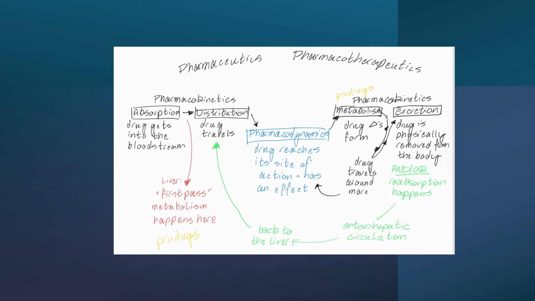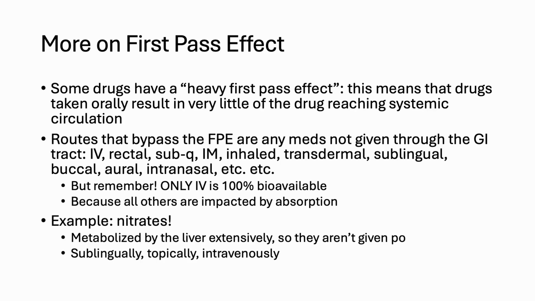We're going to talk a little bit more about first pass metabolism, and then we are going to get into distribution. You will notice I have the word prodrug written in yellow in 2 spots on this concept map, and I'm going to explain prodrugs as well. So we talked about absorption, we started talking about first pass metabolism, we're going to get into that a little deeper, and then we're going to get into distribution. So we're still in our pharmacokinetics discussion.